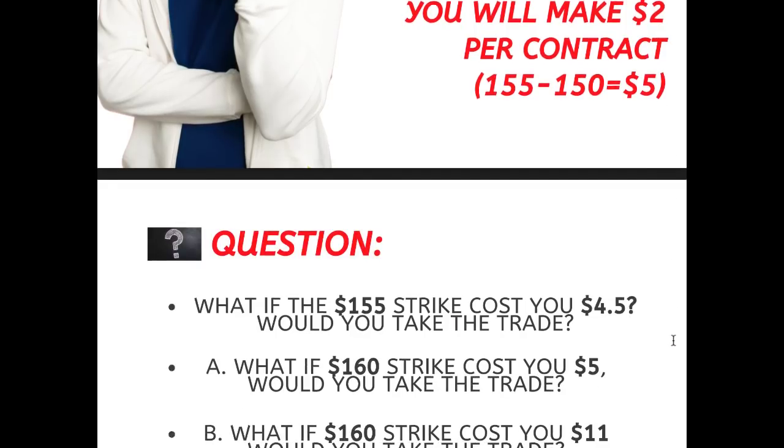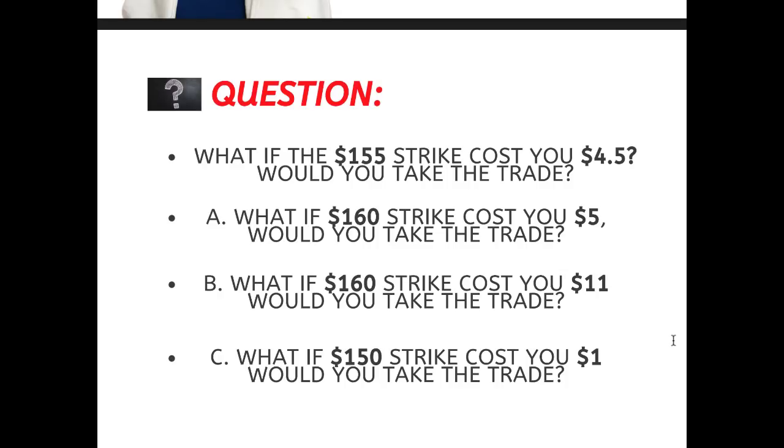In other words, to pocket the net difference without commissions, right? 200 bucks roughly. So here's some questions to help you visualize and understand this a little bit better. Now, let me rephrase this question. In this prior slide, the cost of the option was 3 bucks, and you were selling it for 5. Now, what if the 155 strike cost you 4.5? Would you actually take the trade? Well, the answer is clearly no. But unfortunately, that's what most of the traders do.